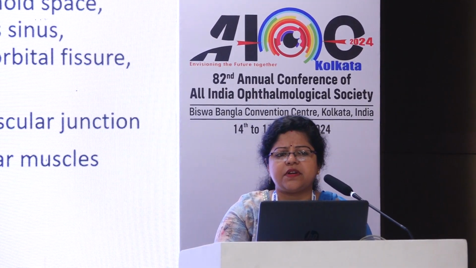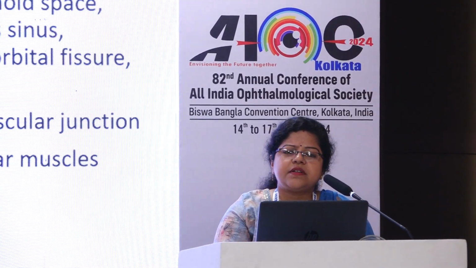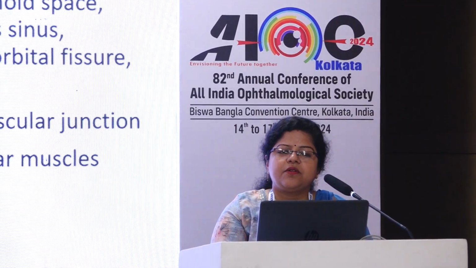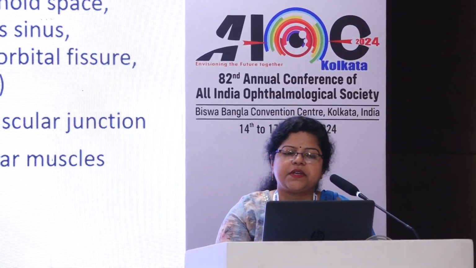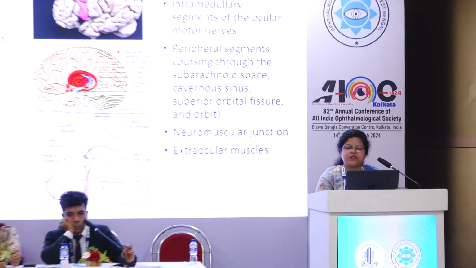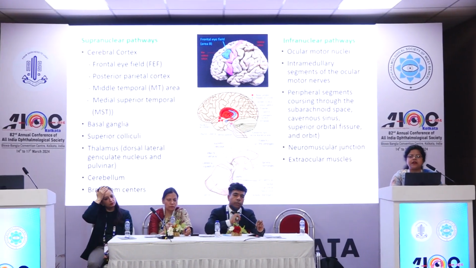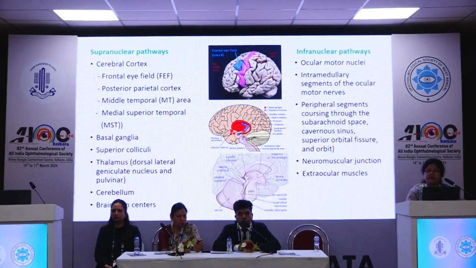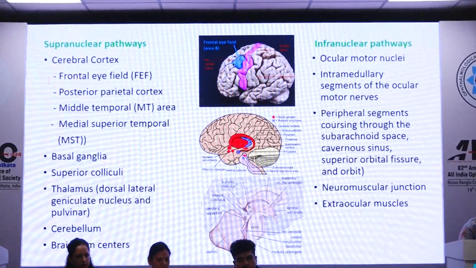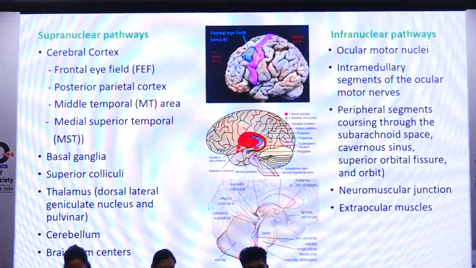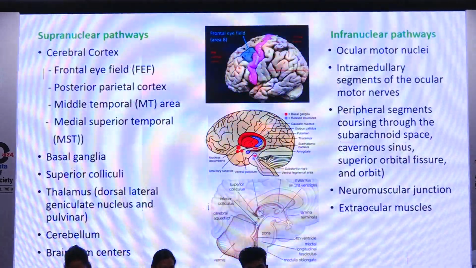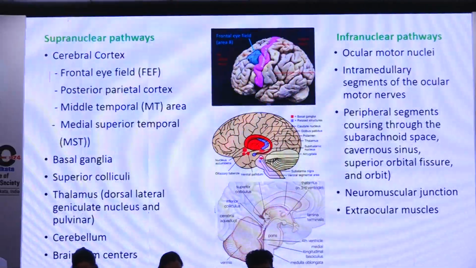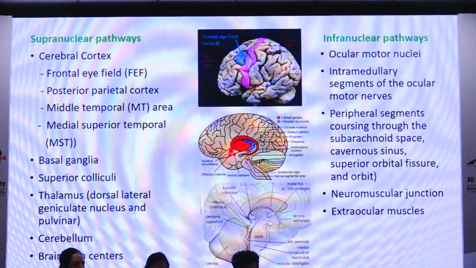So what is supranuclear? The higher centers that are controlling the ocular movement. That is the cerebral cortex: the frontal eye field, posterior parietal cortex, middle temporal and medial superior temporal. The middle temporal is concerned with recognition of movement. Then comes the basal ganglia, the red one, then the superior colliculus, thalamus, cerebellum, and the rest are brainstem centers.